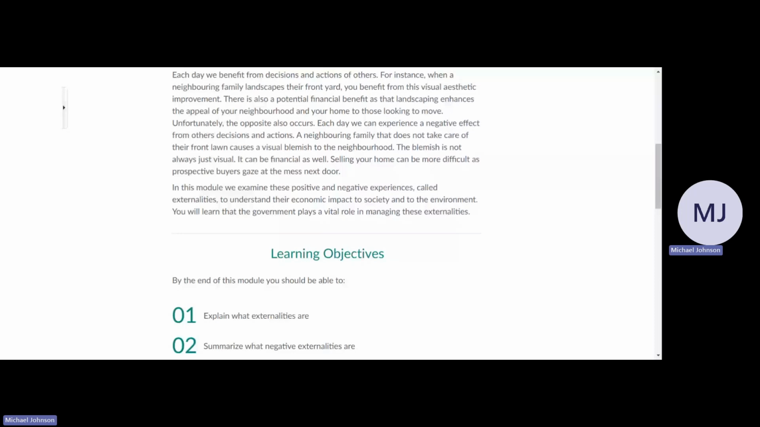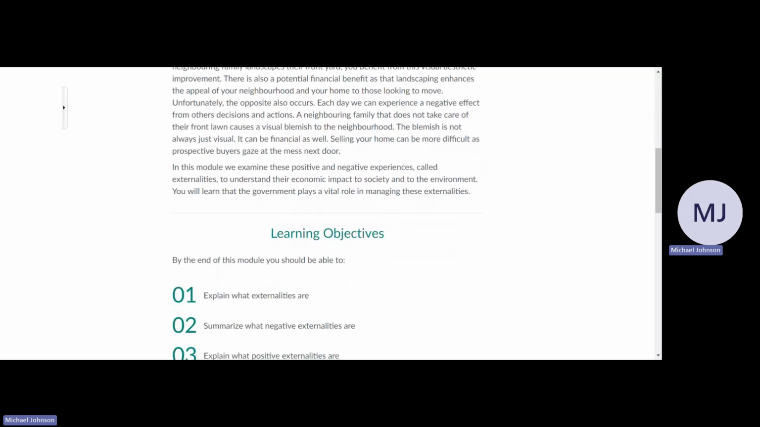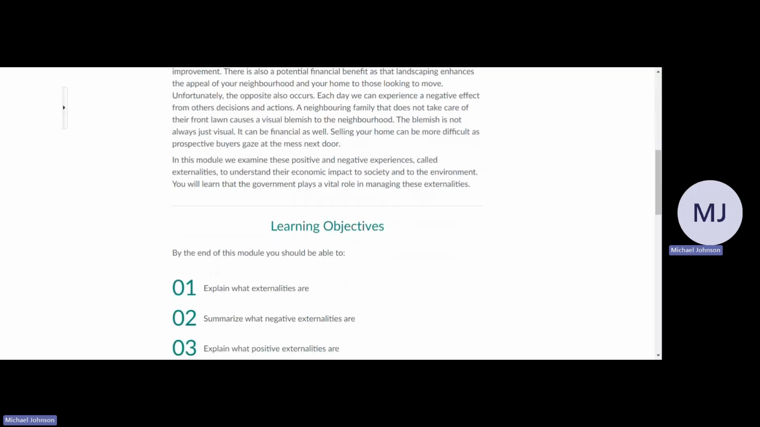Neighboring families landscape their front yard, and you benefit from this visual aesthetic improvement. There's also potential financial benefit, as that landscaping enhances the appeal of your neighborhood and your home to those looking to move. Unfortunately, the opposite also occurs. Every day we can experience negative effects from others' decisions and actions.